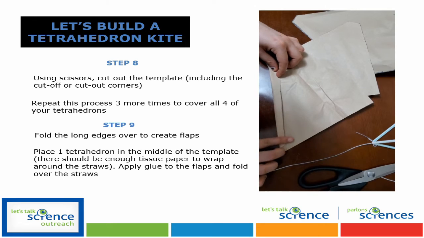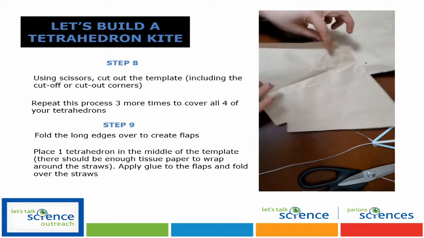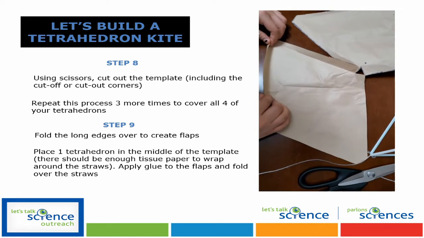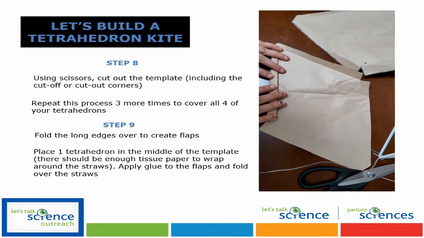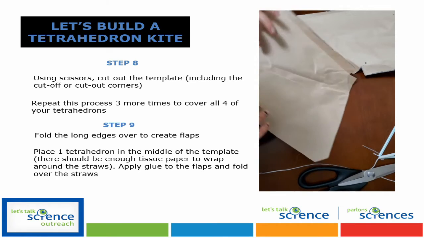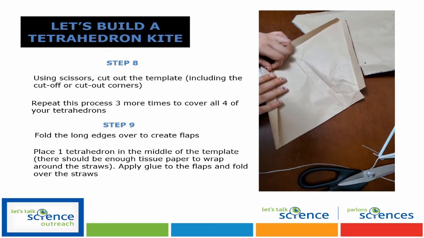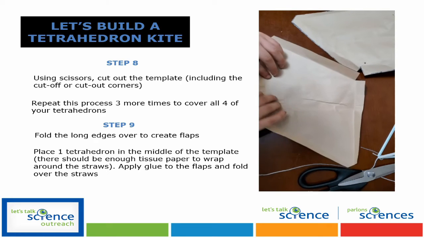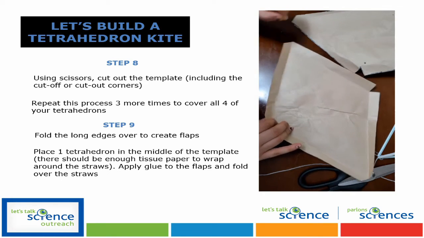Once you have all 4 of your tissue paper cutouts, we want to create flaps from the long edges of the tissue paper. These flaps are going to make it easier to glue the tissue paper to our tetrahedrons made of straw.